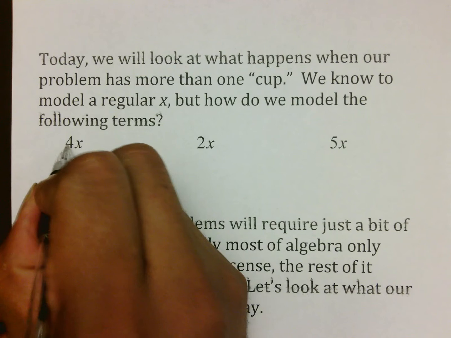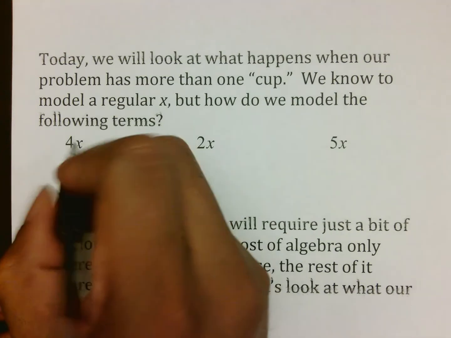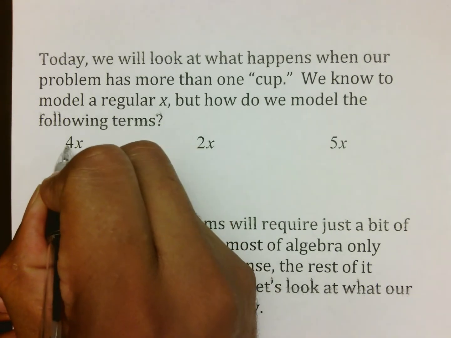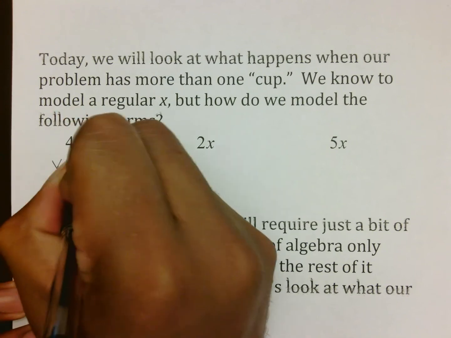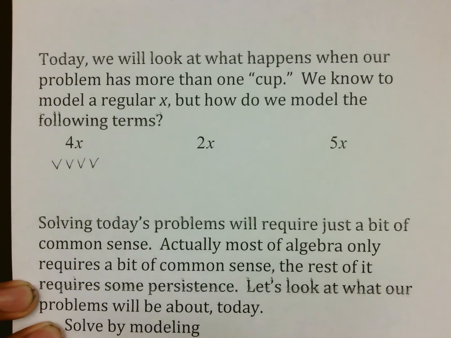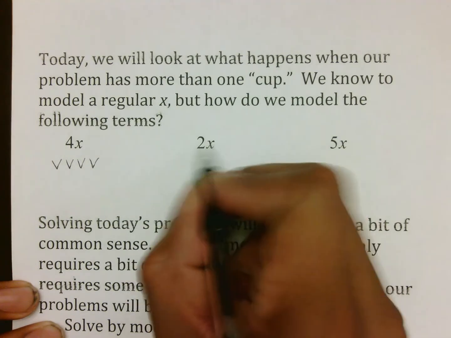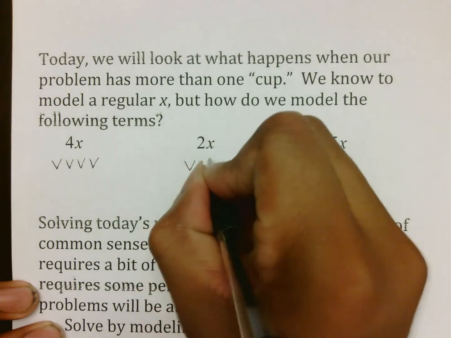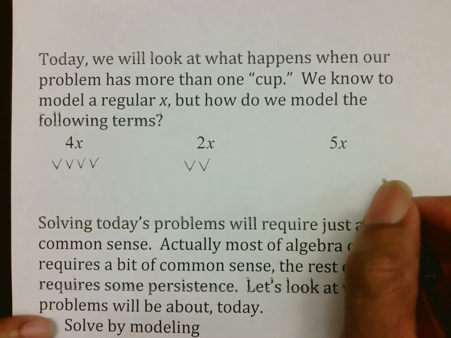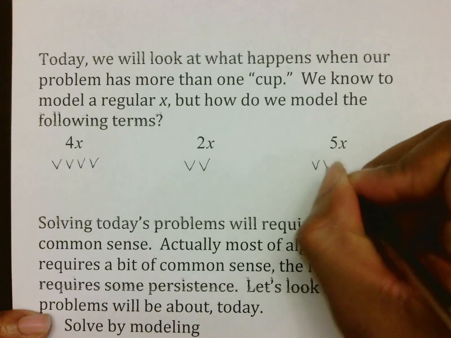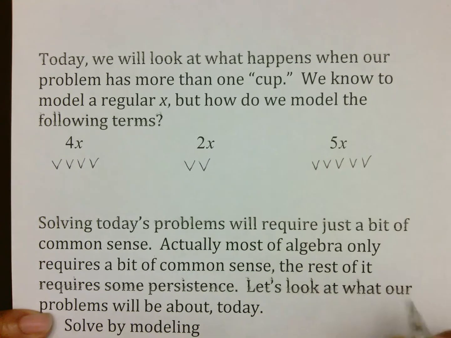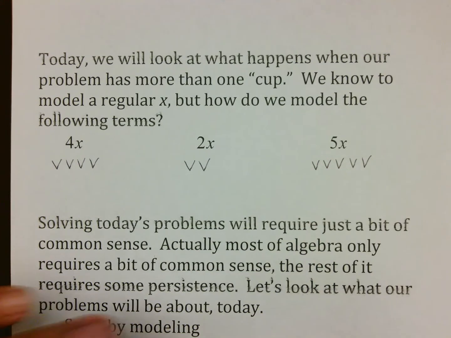4x is not a 4. This is not a constant because it has an x on it. This is actually what we call a coefficient, but it means that there are 4 cups in this problem, so you would model this with 4 cups, or 4 v's as you would say. If you had 2x, that means that there are 2 unknown amounts, which means that there are 2 cups. That is how you will model 2x. 5x again means that there are 5 unknown amounts, and so you will show that with 5 v's. So that is how you model those 3 amounts.